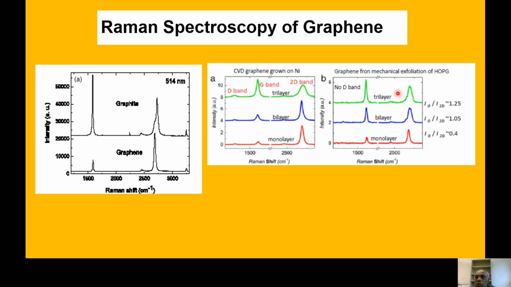Also, when you go to different layer numbers, your band ratios change. For monolayers, your G intensity is much smaller compared to the 2D, which is much higher. But when you go to more and more layers, that ratio becomes smaller, right? So that's one signature to understand the quality of your graphene.